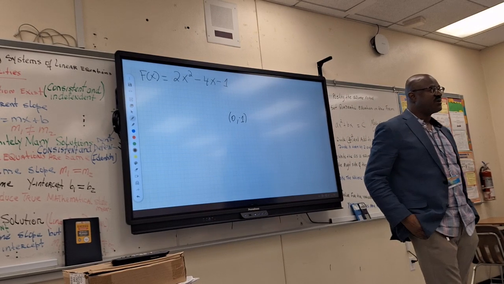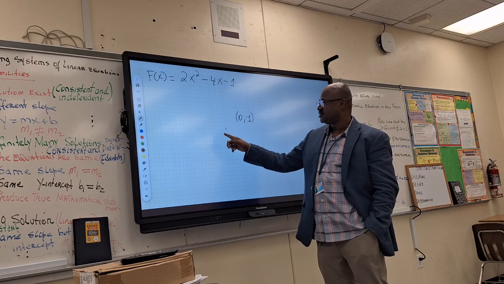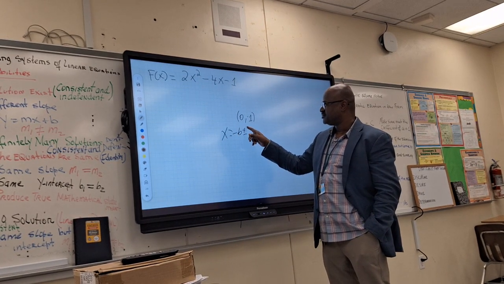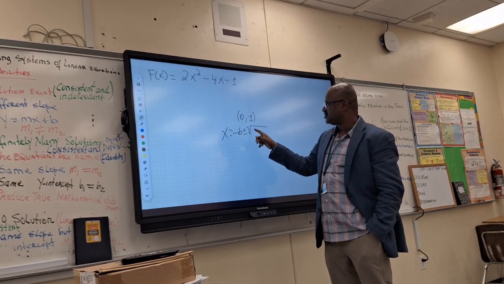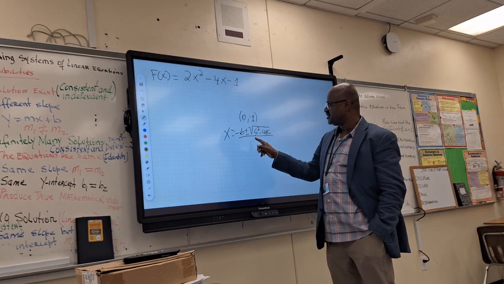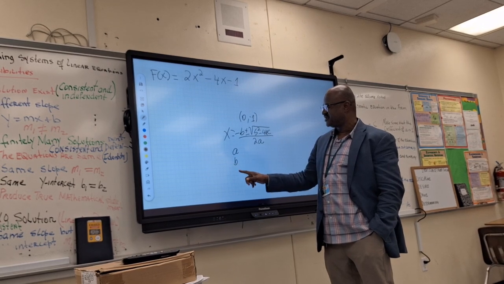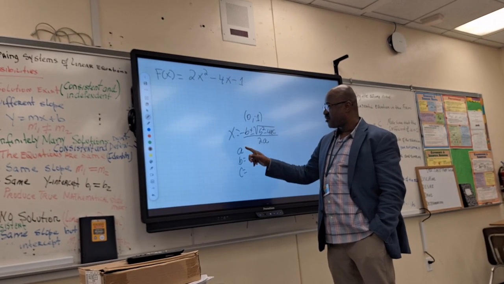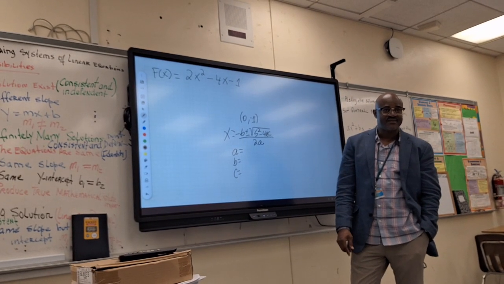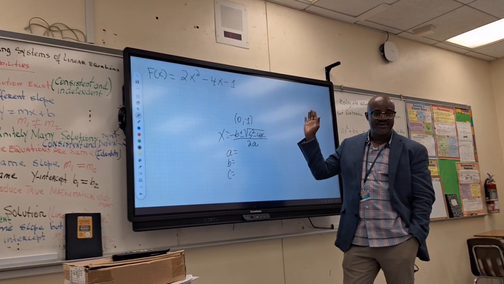Can anybody recall the quadratic formula? What is it? x equals negative b plus or minus the square root of b squared minus 4ac, over 2a. So in this case, I need to know those parameters, right? And make sure your equation is in standard form, right? You see the f of x equals y equals 0, everything is on one side.